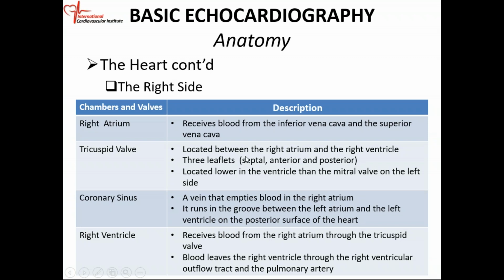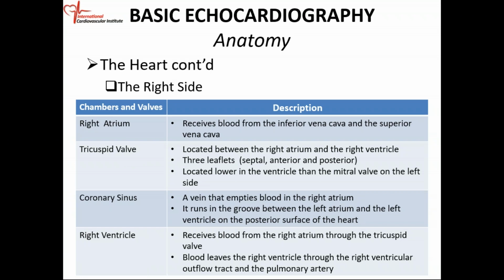So this description is very important when you're doing echo. You have to know the different leaflets and how to locate them. Okay, so the tricuspid valve, which separates the right atrium from the right ventricle, has 3 leaflets: a septal, an anterior and a posterior leaflet. A very important point, because when you're doing echo, again, the heart does not come labeled. I've never seen a heart that's labeled.